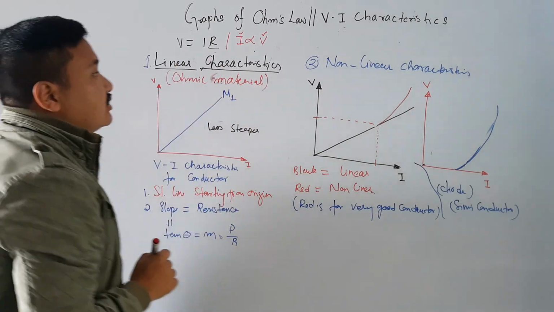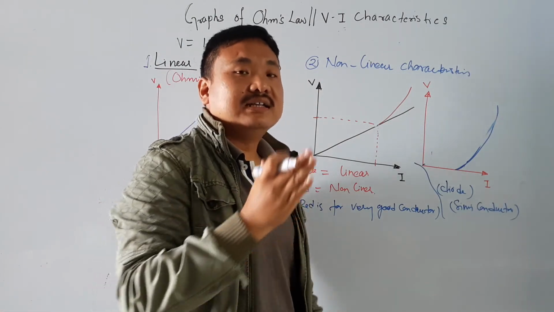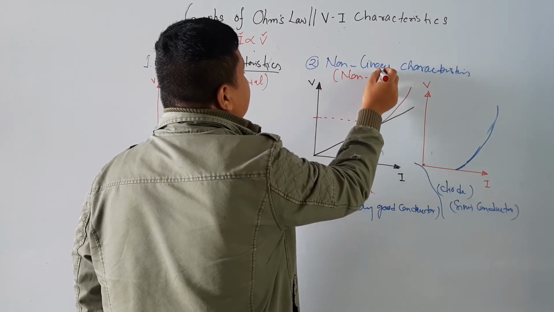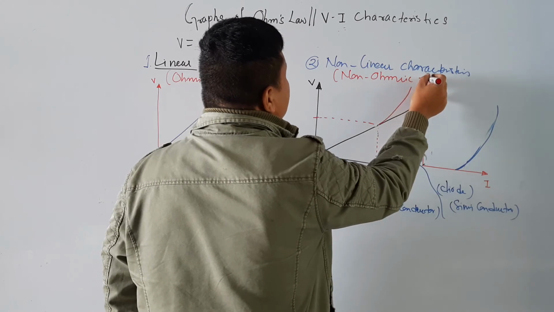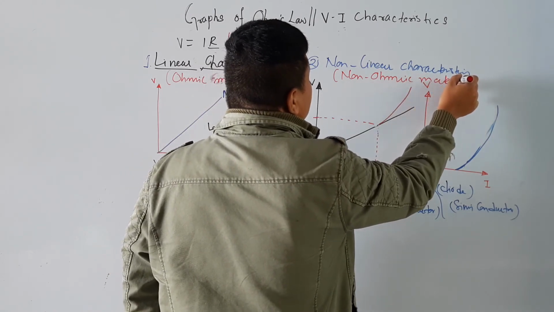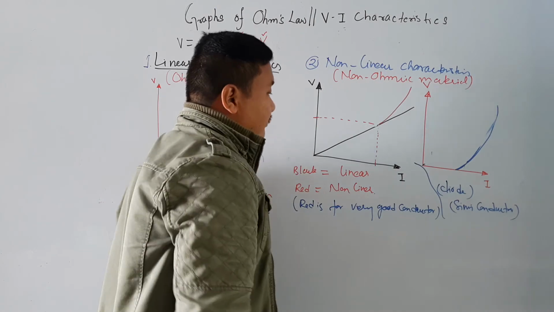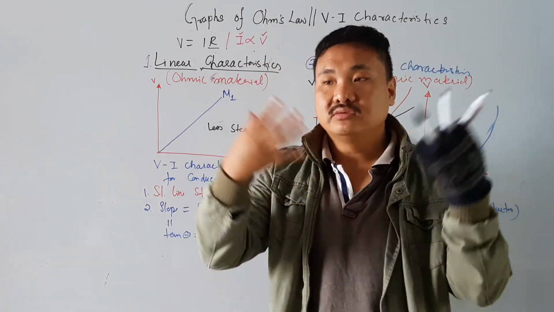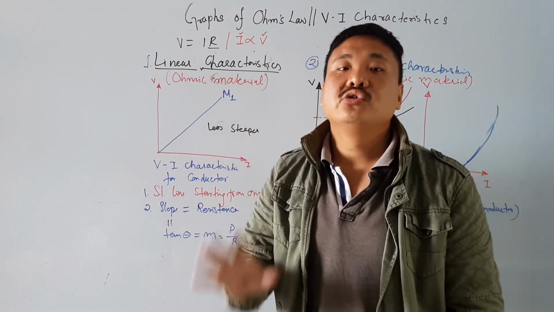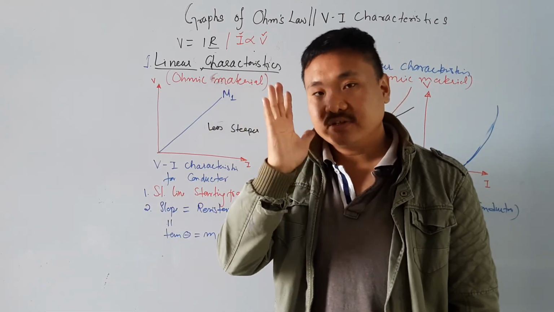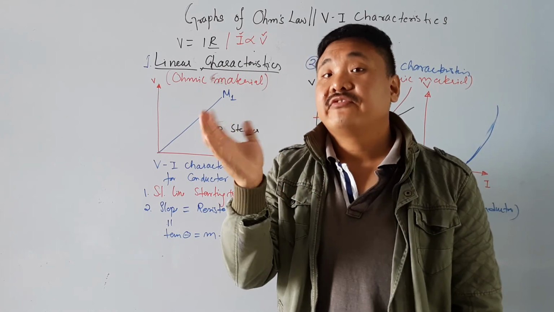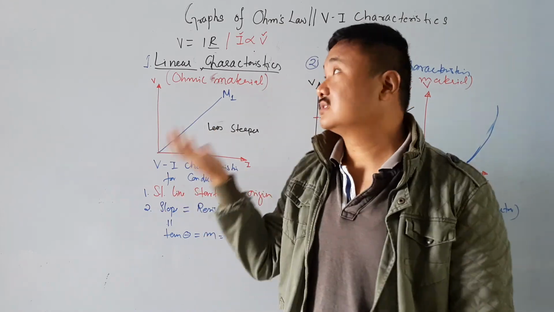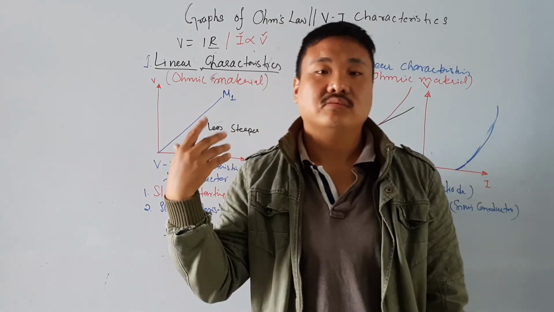And those which do not give a linear graph are called non-ohmic material. Very important concept. Those which give a straight line are called ohmic conductors, and those which do not give a straight line are called non-ohmic conductors. Now in the next lecture we will study the factors on which the resistance depends. So this is the characteristics from Ohm's law. Thank you.